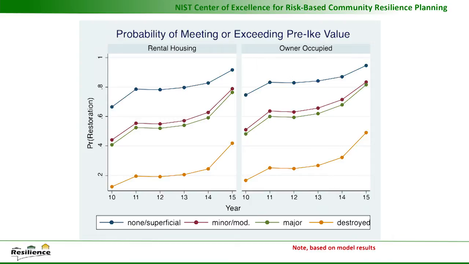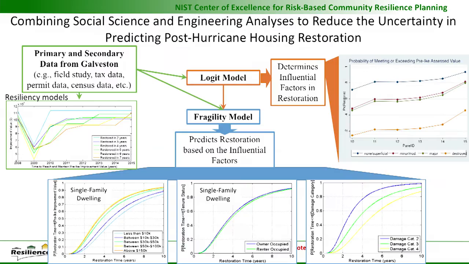We've got time on the x-axis, and it's a little bit subtle to see, but clearly for rental housing the probabilities, whether we're looking at high or low damage states, or superficial versus destroyed damage states, are significantly lower in terms of meeting restoration throughout those periods as well. So again, to be able to capture some of those discrepancies.